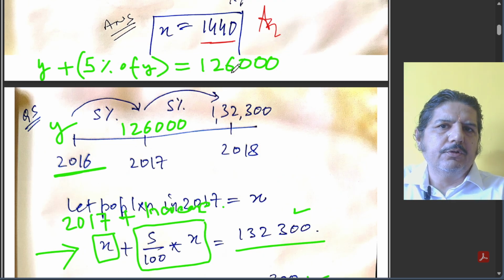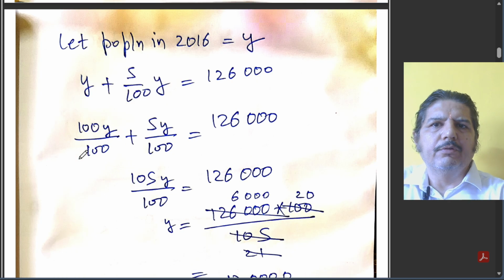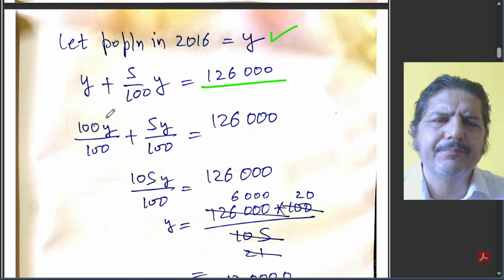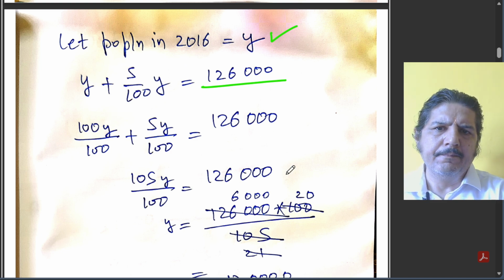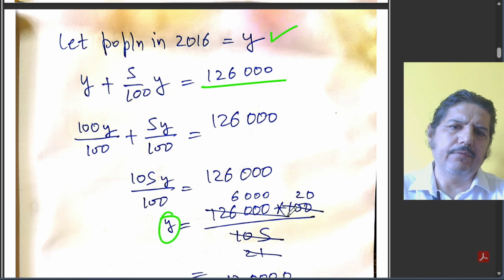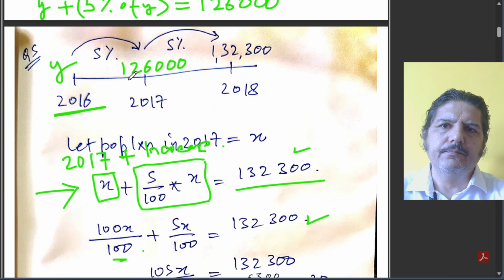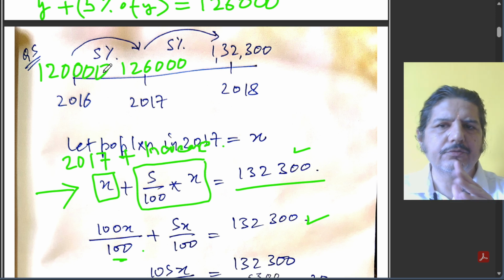So Y plus 5% of Y is equal to 1,26,000, and in this case Y is the population in 2016. So let the population in 2016 be Y. So Y plus 5 upon 100 Y is equal to 1,26,000. I have written this Y as 100Y upon 100, just to make the addition of these two simpler, and then I calculate for Y, and Y is equal to 1,20,000. So 1,20,000 is the population in 2016.